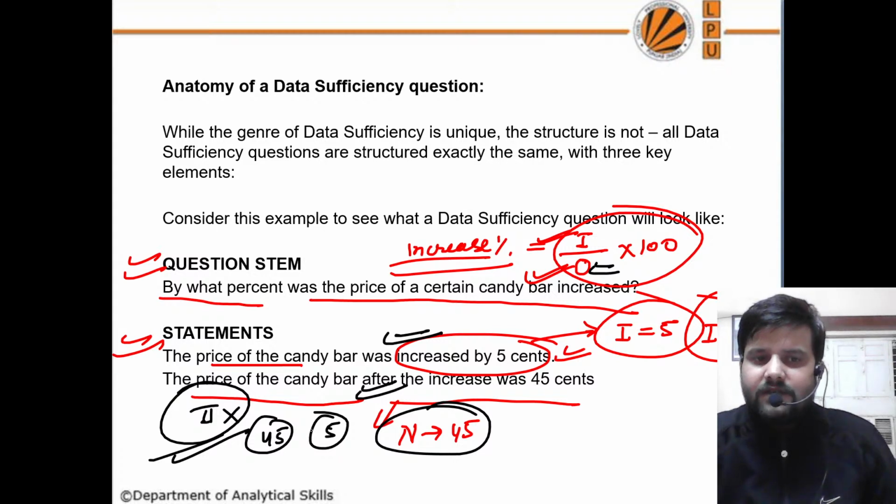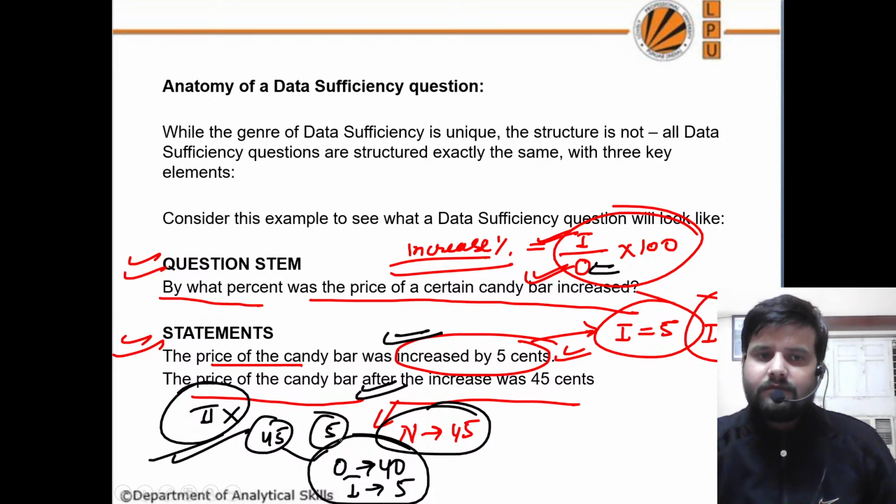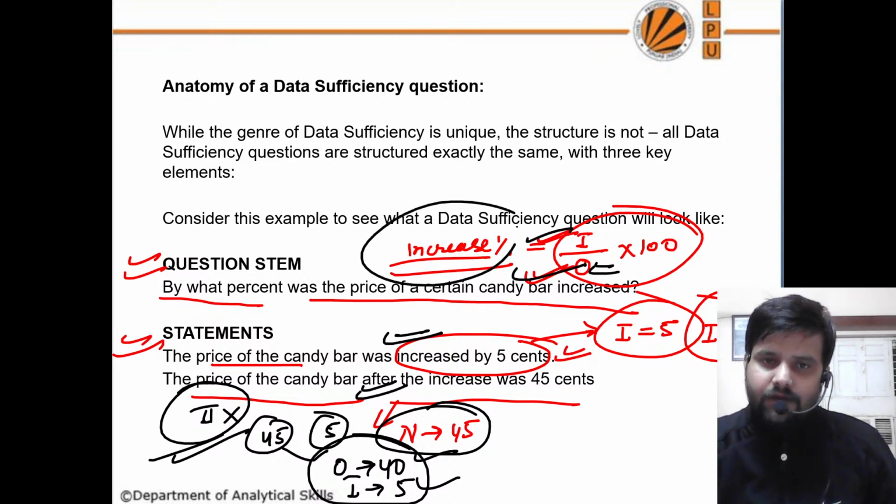You are checking combination of both. So from here you can get older value was 40 and increase is 5. It's a common sense only. So it means you got older value, you got increase percent, and the formula which says increase divide by older value multiply by 100, that will give you increase percent. Simple.